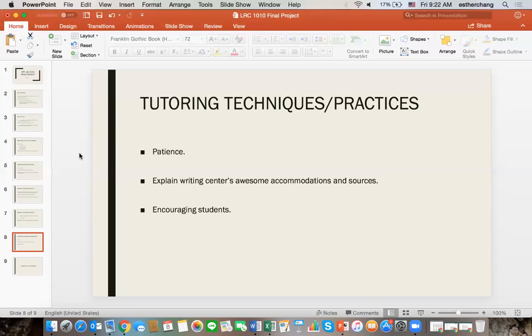And next is encouraging students. You can encourage students when they get something right. So for example, if they spell a word wrong, but later on they spell it right, you can point that out and say, wow, good job, you spelled it right here. And that can really make them feel encouraged and feel like their paper is improving and that they're doing something right.